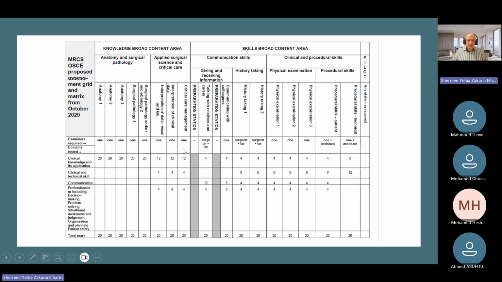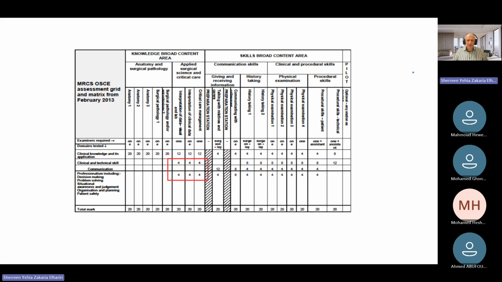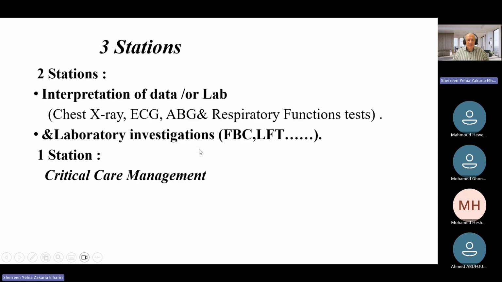If you see the marks, 12 marks for clinical knowledge, 4 for clinical and technical skill, and another 4 for professionalism. Okay, so this is 12, 4, 4. So 4 for clinical and 4 for professionalism. The same here. So again, the 2 stations are interpretation of data.